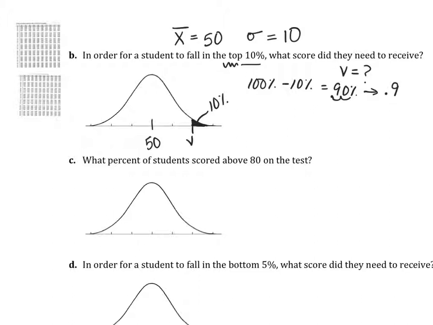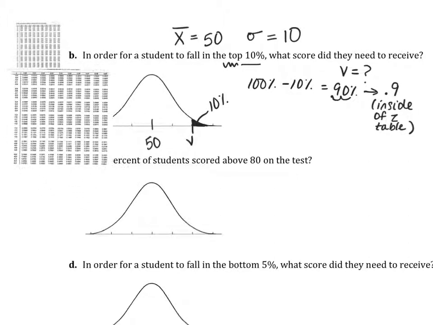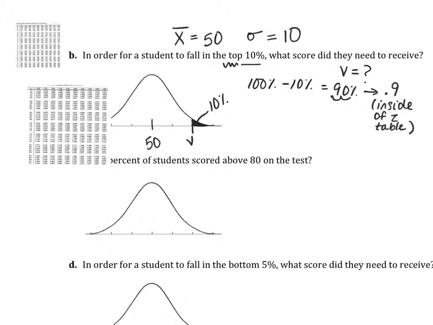So once you know what the decimal is, you want to find that on the inside of the Z table. And you might not be able to find 0.9 exactly, but you want to get as close to 0.9 as possible. And so if we pull up our Z table, these all range from 0.0 to 0.4. So this would be our negative side. We want to go to our positive side.